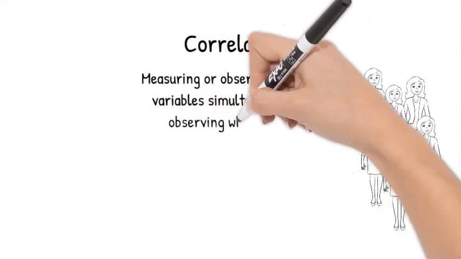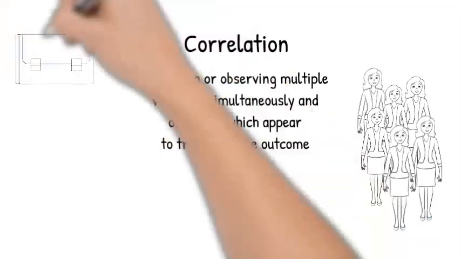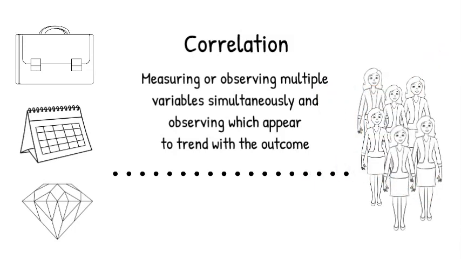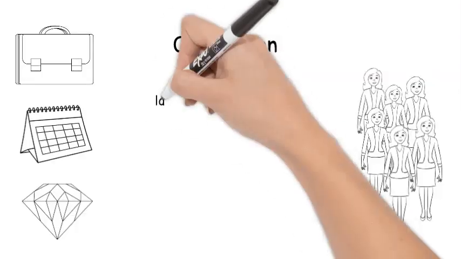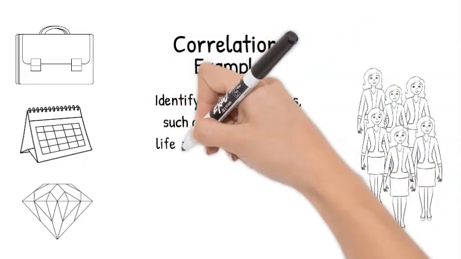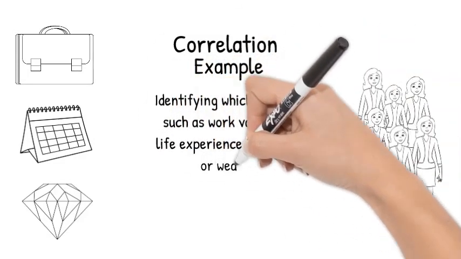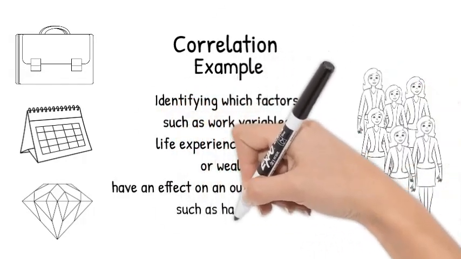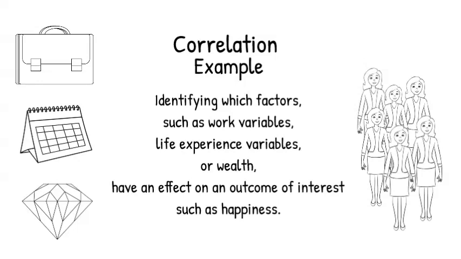Correlation is when you measure or observe multiple variables simultaneously, including an outcome variable, and observe which of the variables appear to trend with the outcome. An example of a correlation approach would be identifying which factors, like work variables, life experience variables, or wealth, might have an impact on an outcome such as happiness. In a case like this, you would gather information on all of those things at the same time, and then use statistics to determine which things trend together.